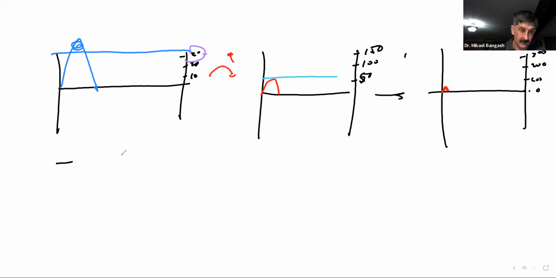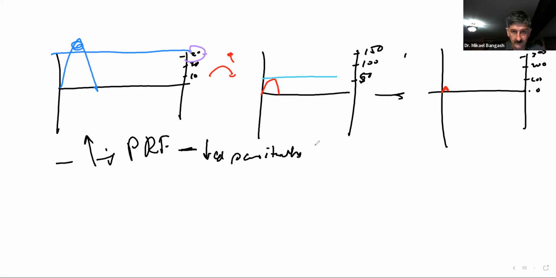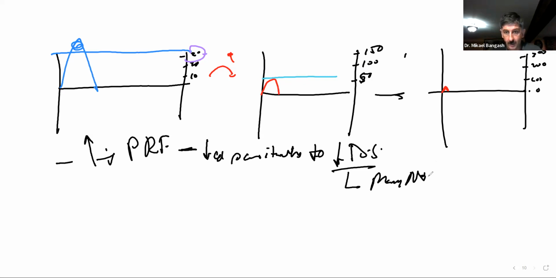So the reason that we say increasing the PRF has a disadvantage, which is reduced sensitivity to low Doppler shifts, is because in case of low Doppler shifts, the system may not be able to record it.